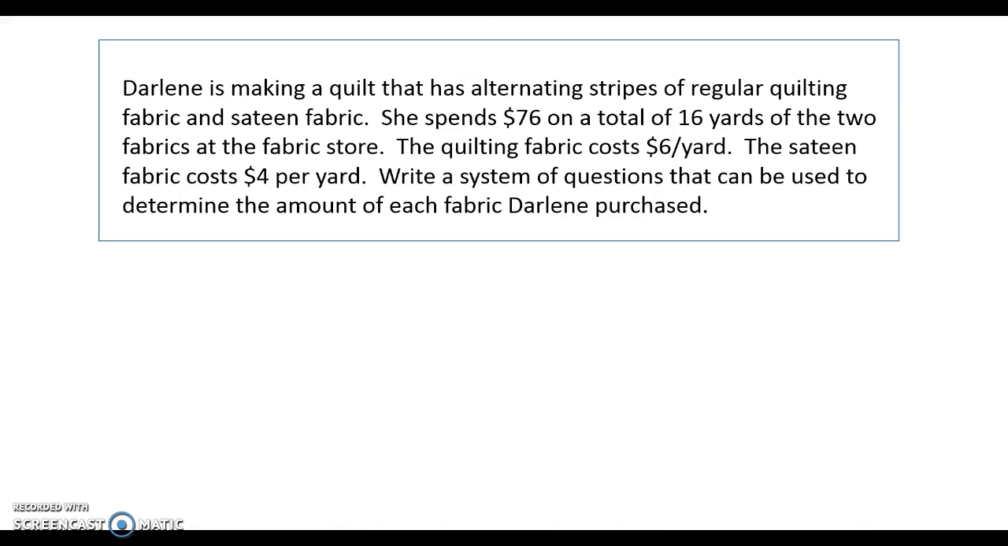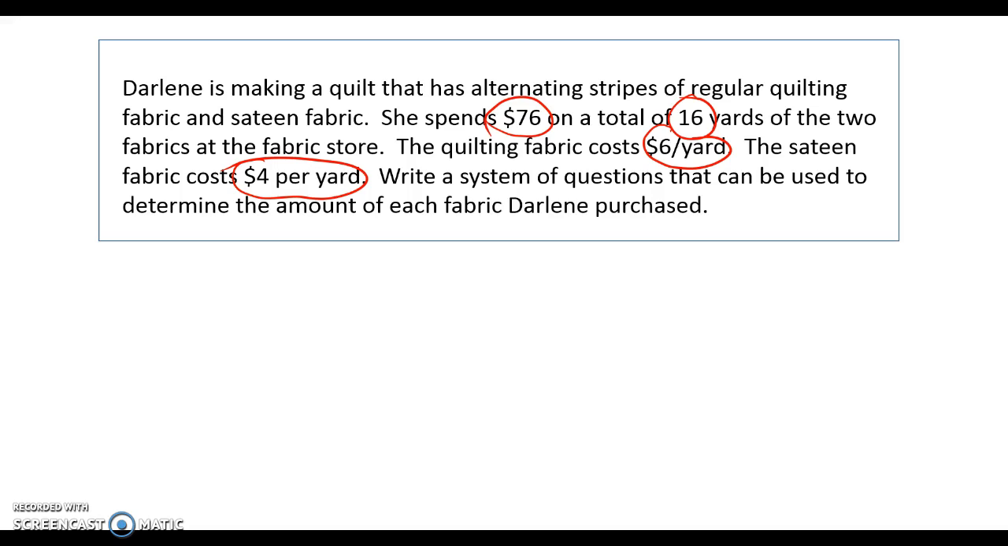So Darlene is making a quilt that has alternating stripes of regular quilting fabric and sateen fabric. Sateen, don't know what that is, but she spends a total of $76 on 16 yards of the two fabrics. Okay. The quilting fabric costs $6 per yard, and the sateen fabric costs $4 per yard. We want to write a system of equations that can be used to determine the amount of fabric she purchased. Well, we know she purchased a total of 16 yards, right?